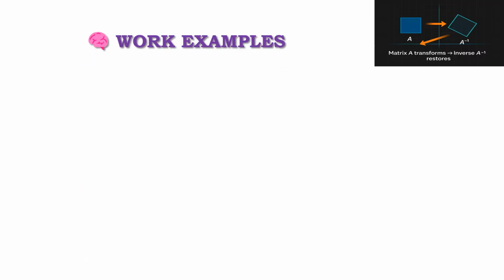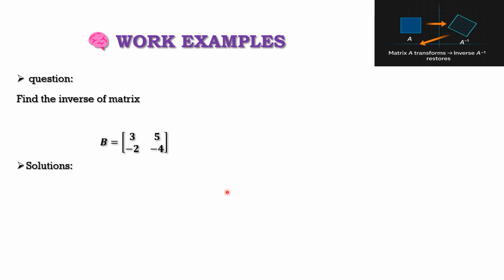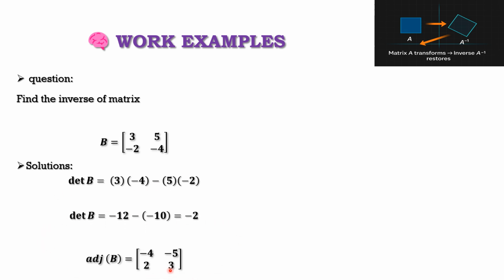So let's work on another example, which is to find the inverse of matrix B, which is a 2 by 2 matrix of the form 3, 5, minus 2, minus 4. First, we need to find the determinant, which is 3 times minus 4 minus 5 times minus 2, and the determinant of B is minus 2. So we also need to find the adjoint of B, swapping the position of 3 and minus 4, the leading diagonal, then adding the negative to each respective element in the next diagonal, which will be minus 5 and 2 when negatives are added to them.